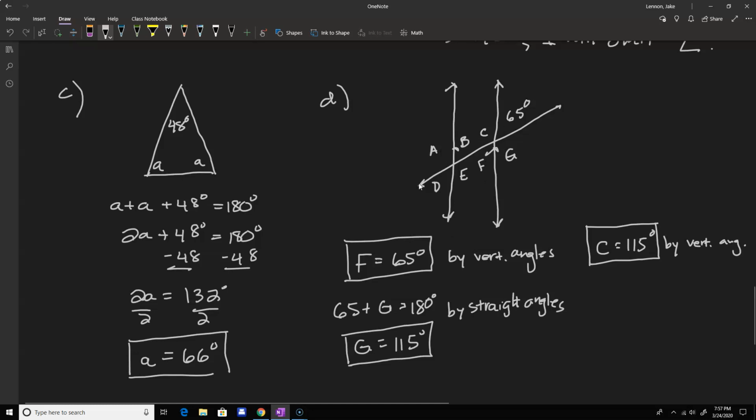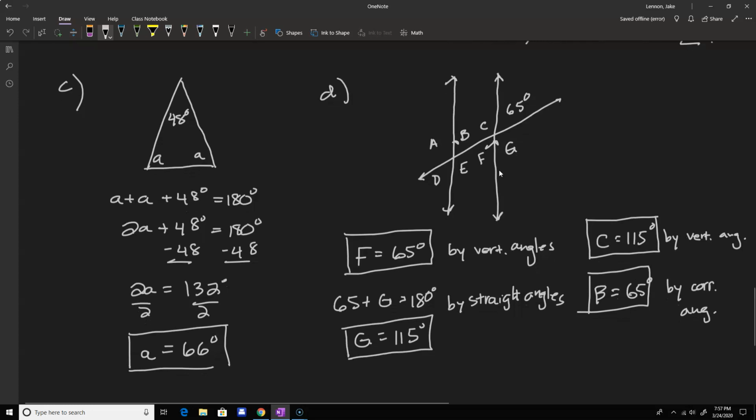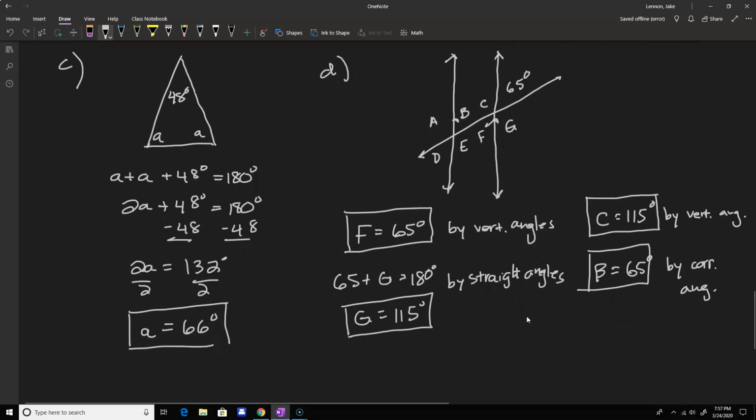So we have the top 4. Now we need to go to the bottom 4. So we know angle B corresponds to the first known angle, 65. So we can say B equals 65 degrees by corresponding angles. In fact, we can actually get all of the last 4 by corresponding angles. E will correspond to G, A will correspond to C, and D will correspond to F, as we spoke about earlier.